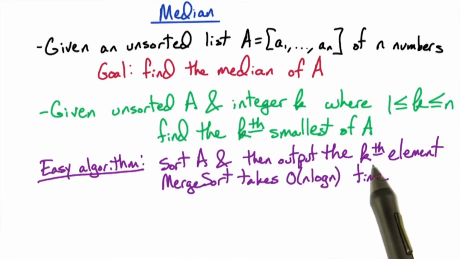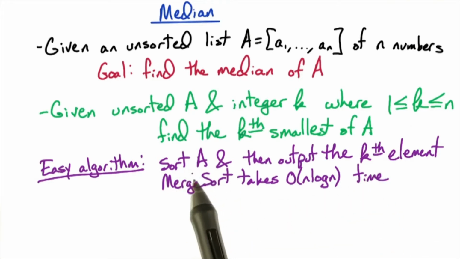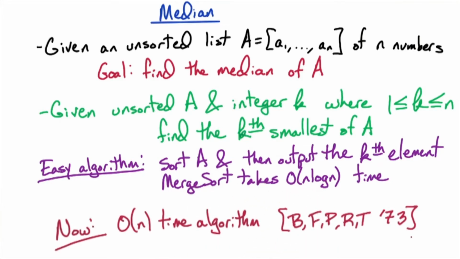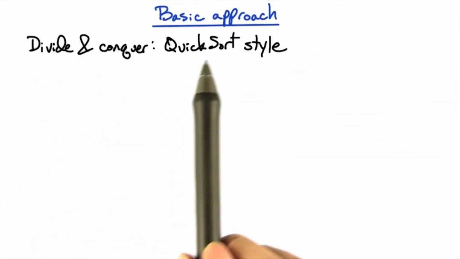Now, is it possible to find the k-th smallest without first sorting A? That's what we're going to do now. And in fact, we'll find the k-th smallest in order n time instead of order n log n time. We're going to look at a very clever divide and conquer algorithm for finding the k-th smallest in order n time. This algorithm is due to Blum, Floyd, Pratt, Rivest, and Tarjan from 1973. The story is that they figured it out over lunch. Once you see the algorithm, and it's quite clever, it'll be quite impressive that they figured this out over just one lunchtime.